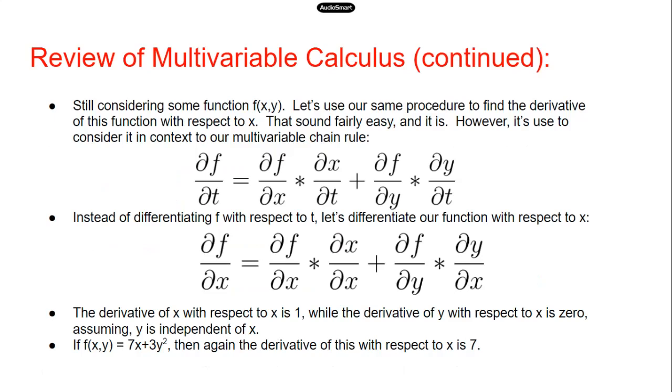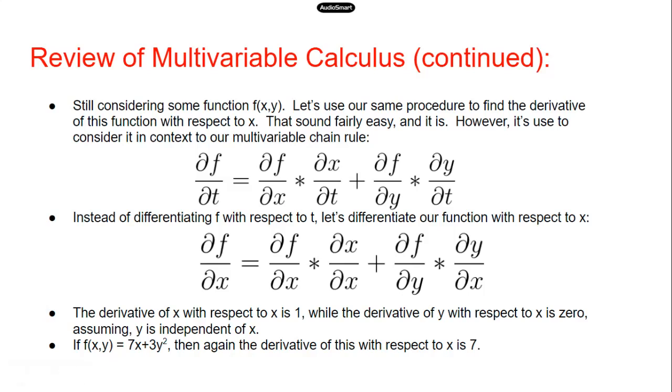So if this is with respect to x, it's just df/dx times dx/dx, that's just 1. Plus df/dy times dy/dx, but y is not a function of x, so this is 0, and this is 1, so df/dx is just df/dx. Okay, so again, you can do that for this. Again, you get 7. Okay.